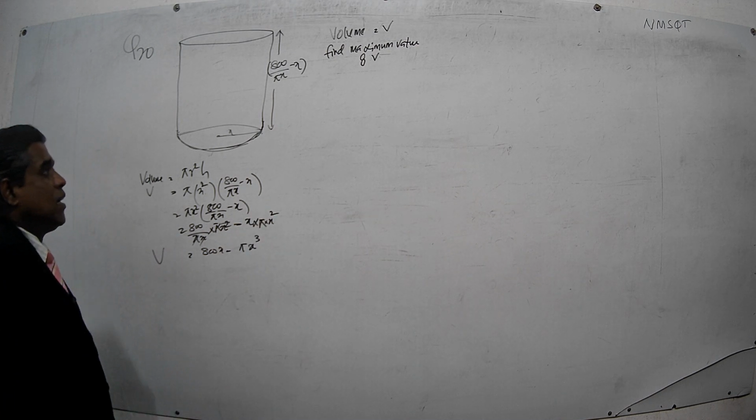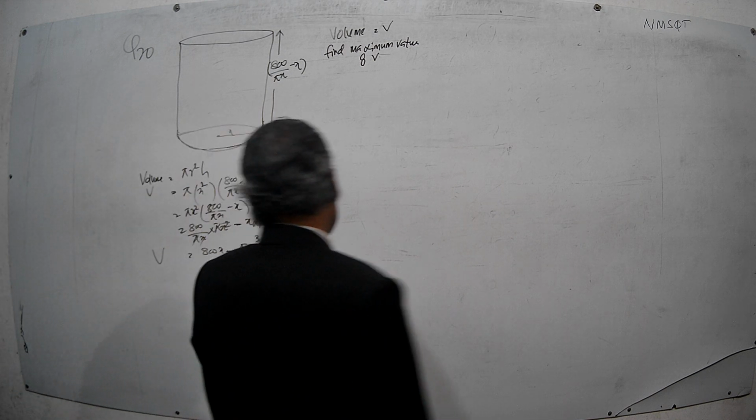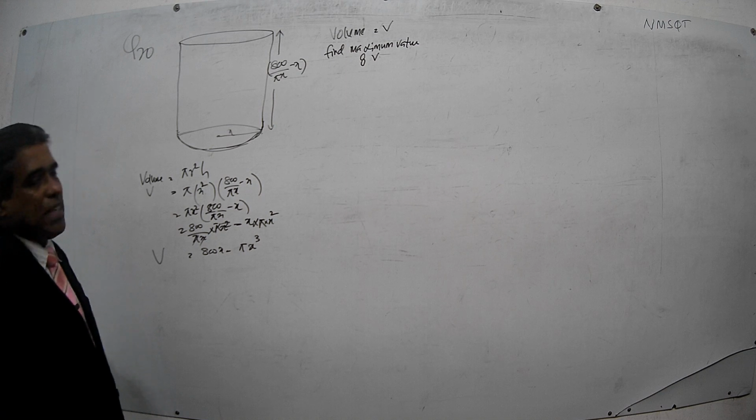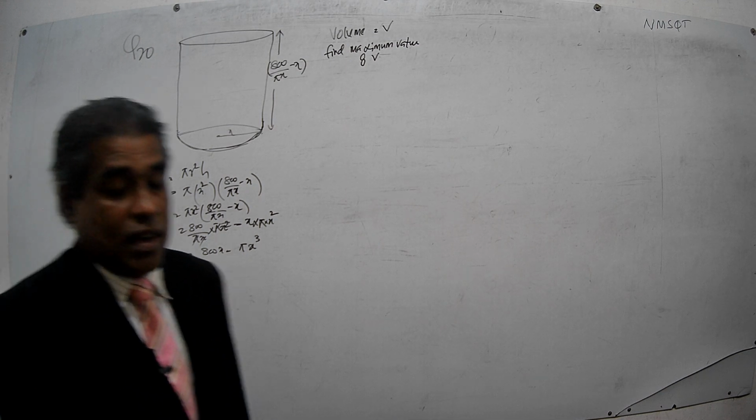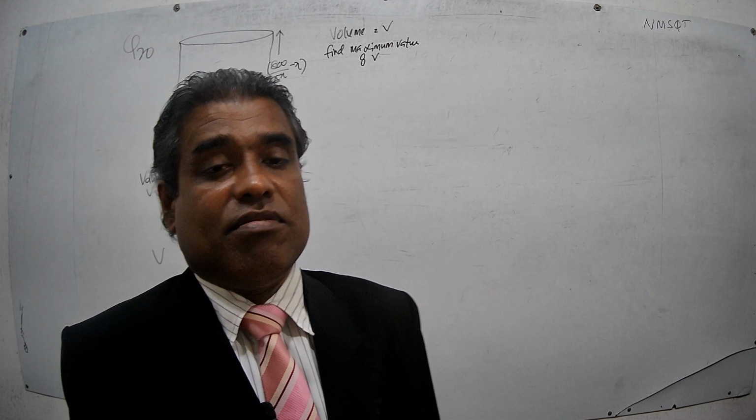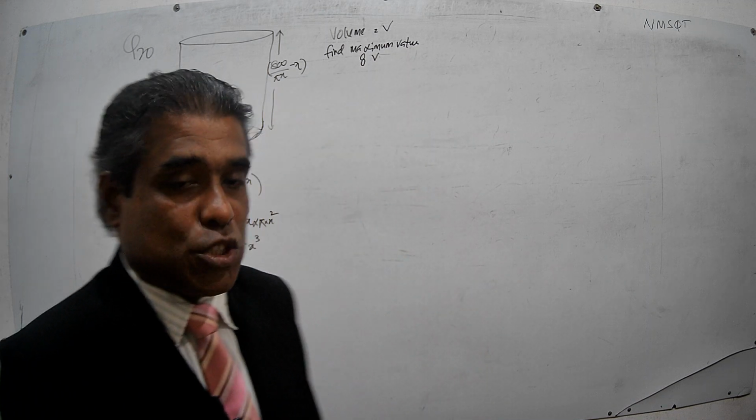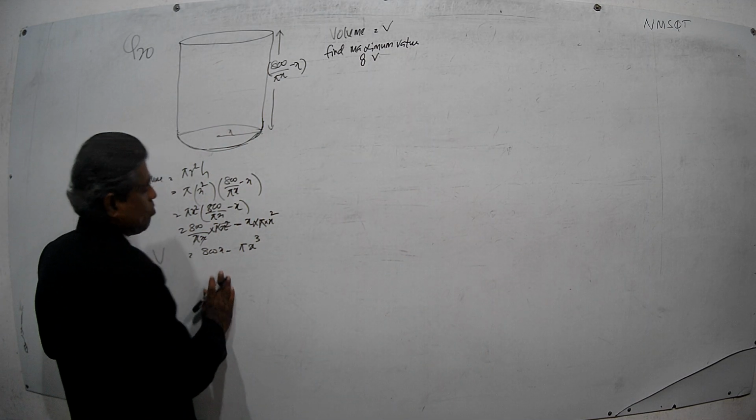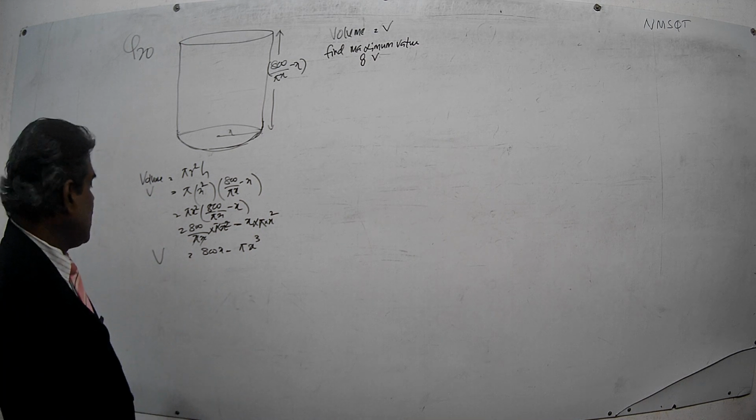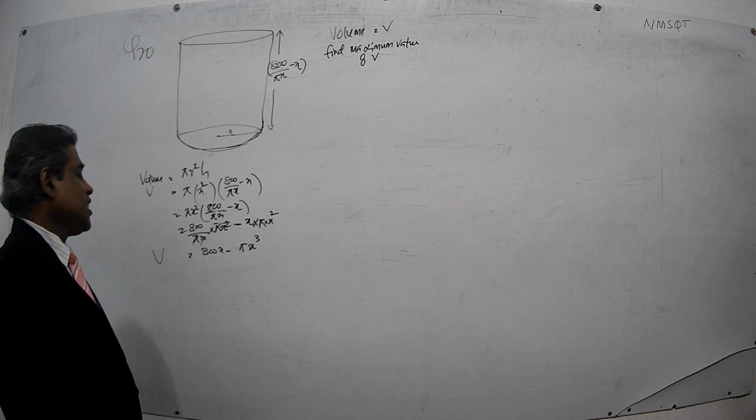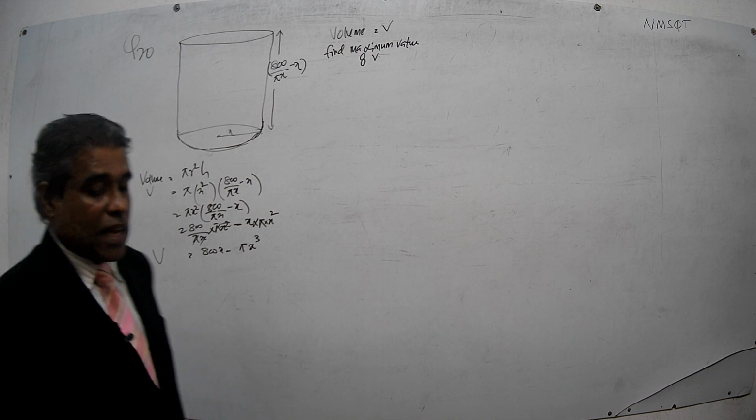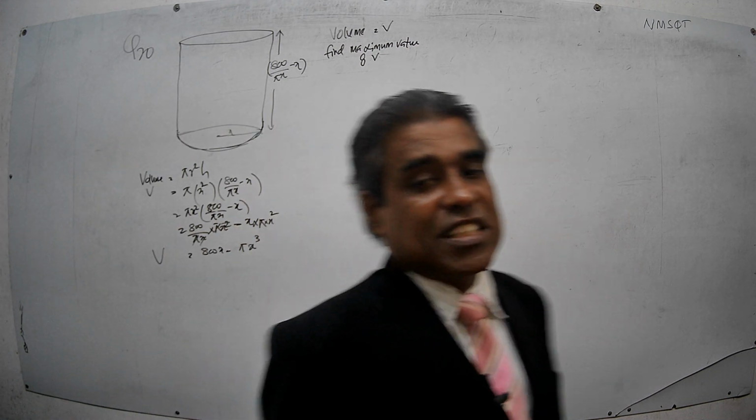Now we have to find the maximum value of volume. If we had been given the value of x when the volume of the cylinder is maximized, we would have straight away substituted that x value. But in this instance, as the x value at the maximum volume has not been given, we have to find the x value at which the volume of the cylinder is maximum.